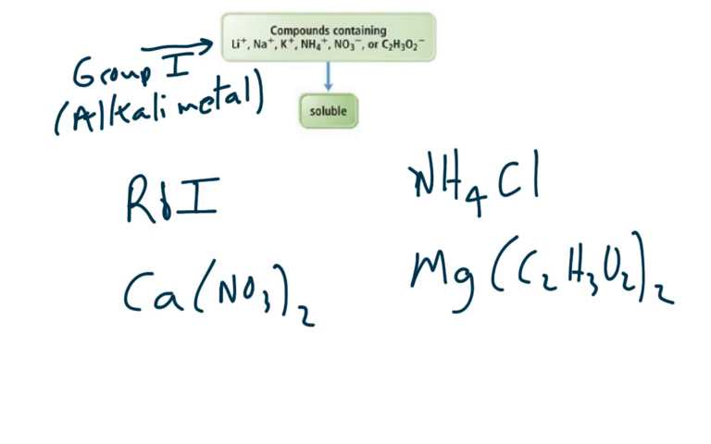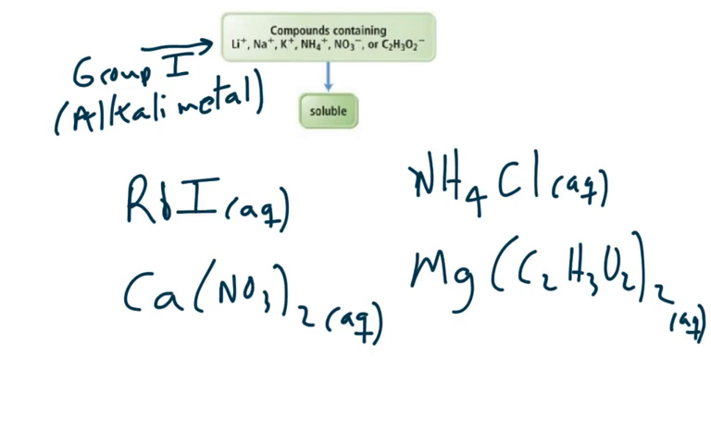Well, what all these compounds have in common is that they're all soluble. Rubidium iodide is soluble because rubidium is a group 1 element. So what you're going to write is AQ. That's what you write whenever they're soluble. They're aqueous, dissolves in water. Calcium nitrate contains nitrate. All nitrates are soluble in water, so you put AQ. Same thing with ammonium chloride. Anything with the polyatomic ammonium is soluble. And magnesium acetate, the same thing. All acetates are also soluble. So there's no exceptions with this first rule.